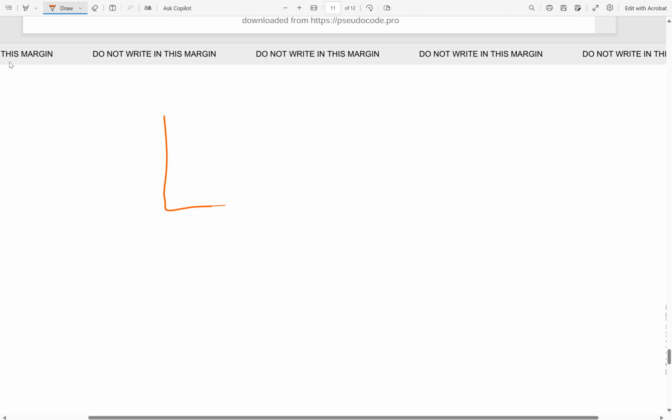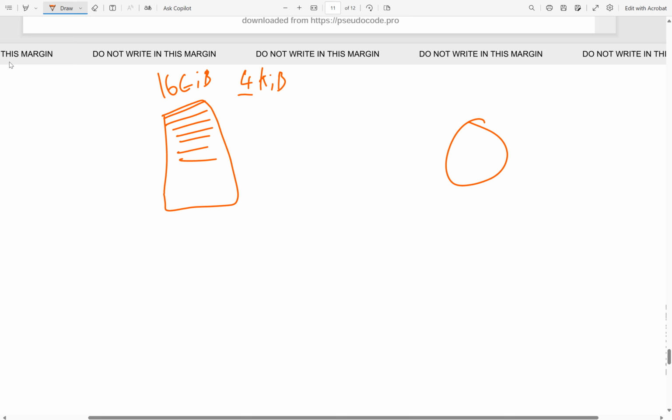Let's say this is our RAM, and I'm just going to draw virtual memory as a circle. That's usually what they do. Usually RAM is going to be split up into pages, and pages will be a fixed size. I think on Windows, pages are usually 4 kibibytes. So if you've got, say, 16 gibibytes of RAM, then of course you're going to have thousands, possibly millions of pages. I'm going to draw lots of different pages here: page 0, page 1, page 2, page 3, and so on up to page 1 million.